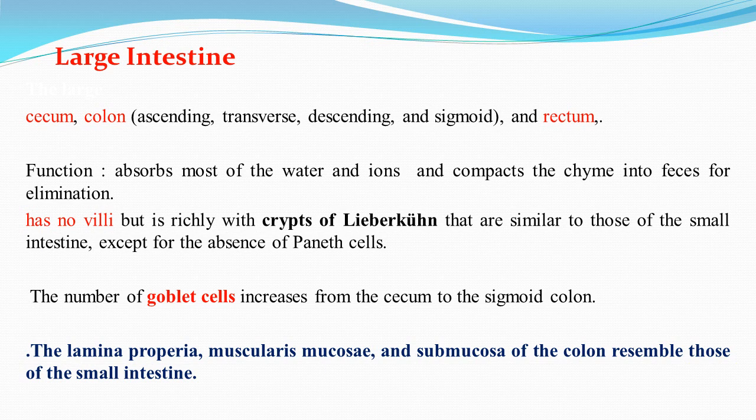The large intestine has no villi, but is richly supplied with the crypts of Lieberkühn that are similar to those of the small intestine, except for the absence of Paneth cells. The number of goblet cells increases in the large intestine, from the cecum to the sigmoid colon. The lamina propria, muscularis mucosa, and submucosa of the colon resemble those of the small intestine.